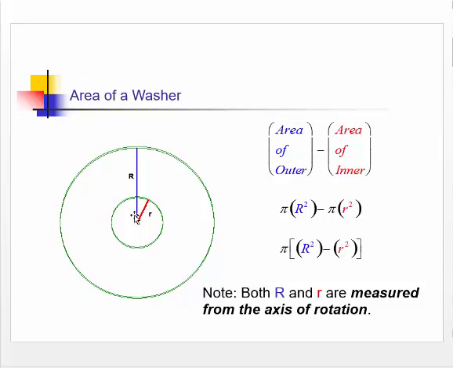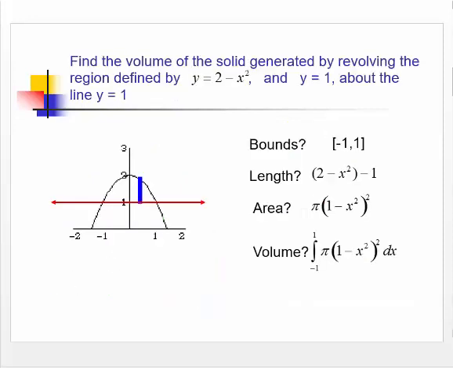Like, what if it's not around the x-axis? What if it's around a different line? All right, so here, find the volume of the solid generated by revolving the region defined by y is equal to 2 minus x squared and y equals 1 about this line, y is equal to 1.